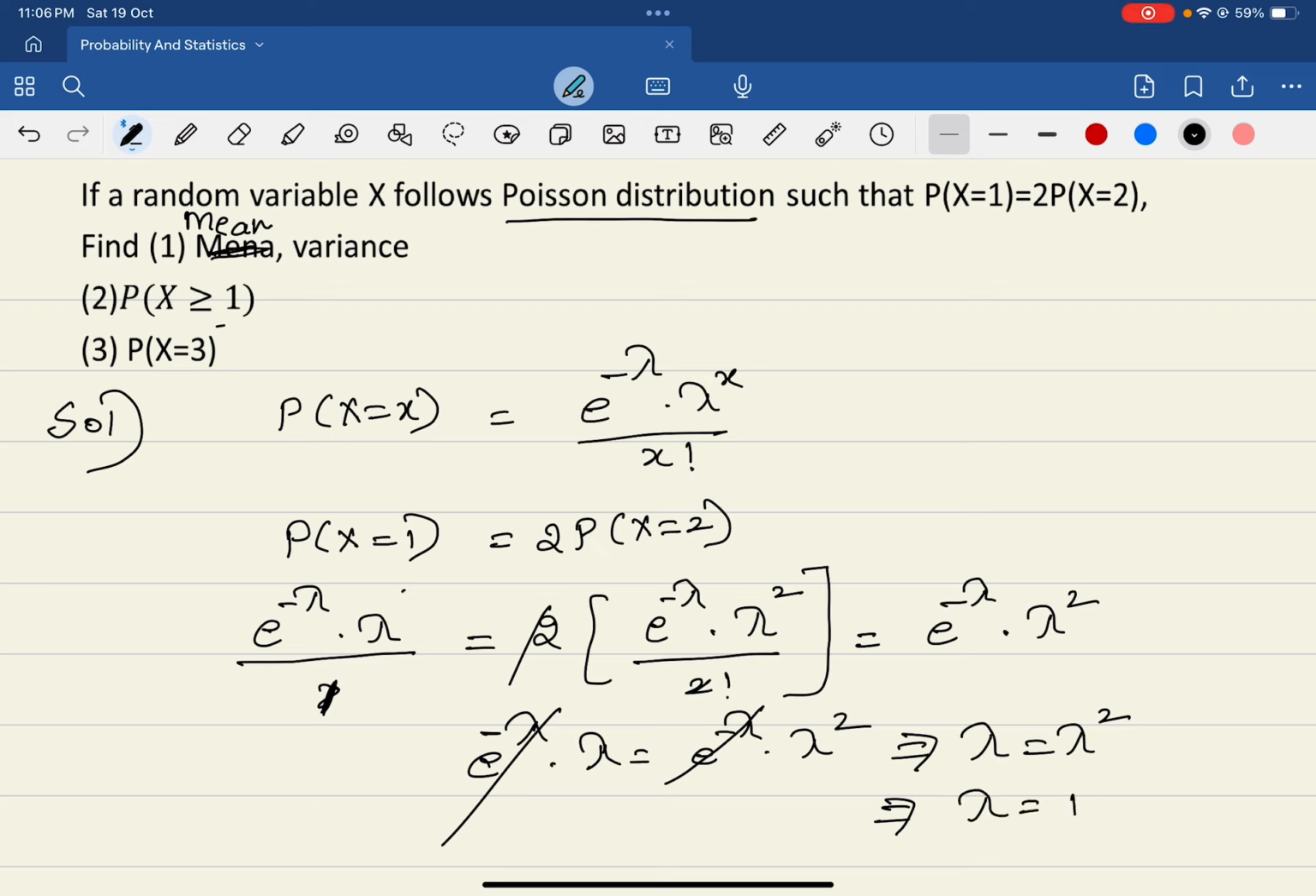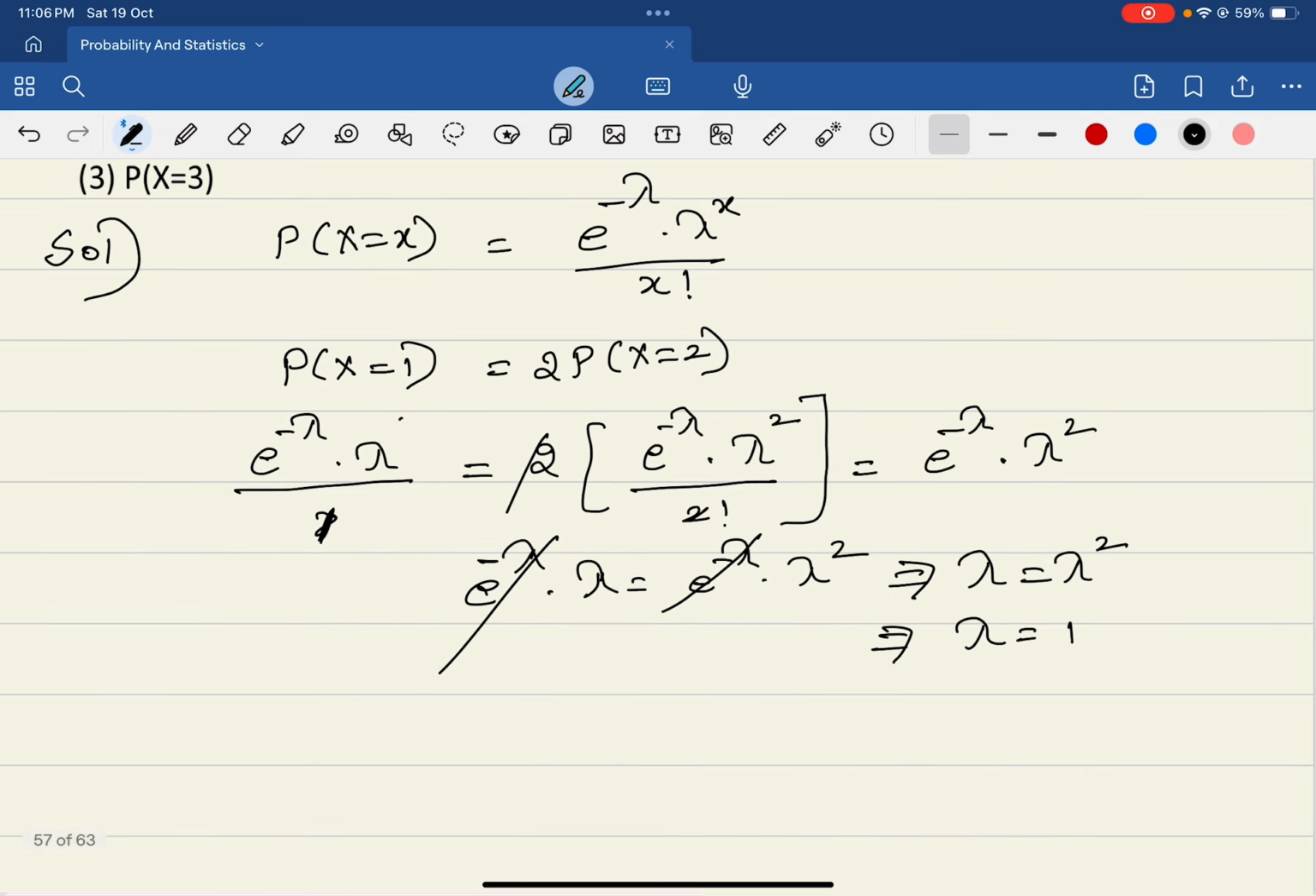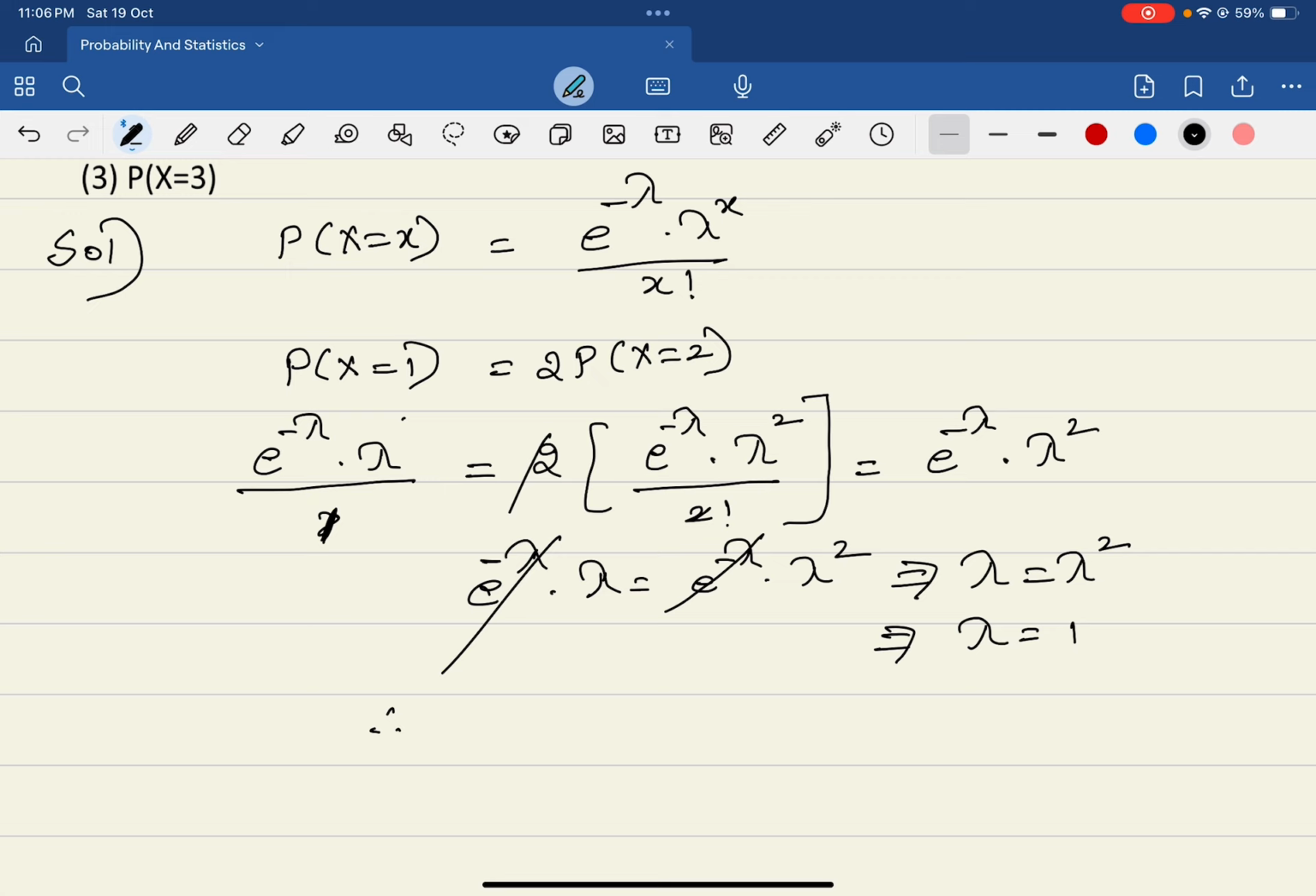It implies lambda is equal to 1. So we can say lambda equal to 0 comma 1, but you cannot say the mean is 0. So we say that therefore lambda is equal to 1. Therefore what is the mean? Mean and variance, both of them are equal to 1.